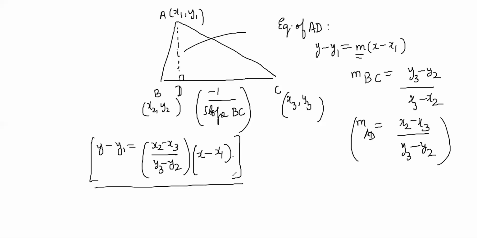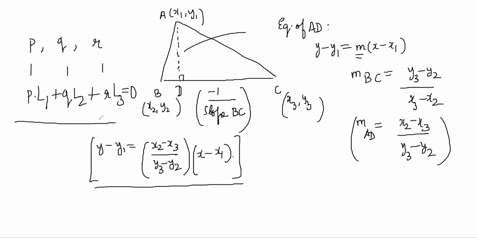So P, Q, R is 1, 1, 1, because P into equation 1 plus Q into L2 plus R into L3 is becoming 0, which is obvious by just looking at it, because the brackets are all cancelling out if you add three of them, right? So PQR is 1, 1, 1, and that means the lines are concurrent, right?